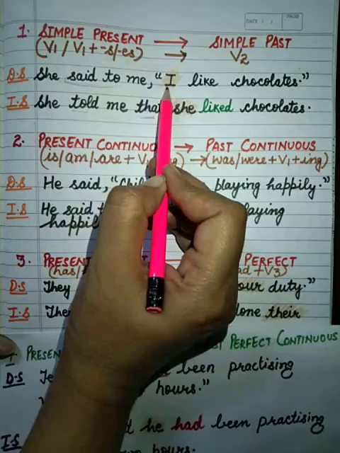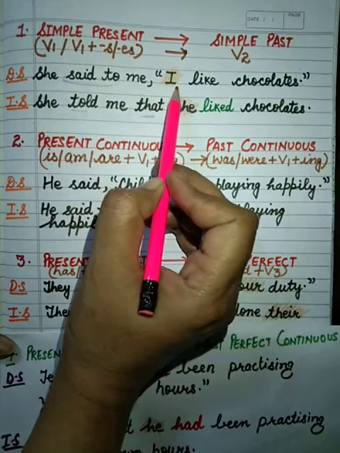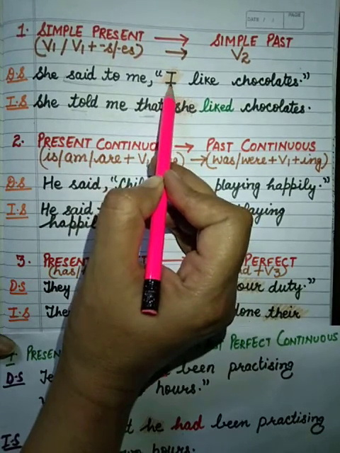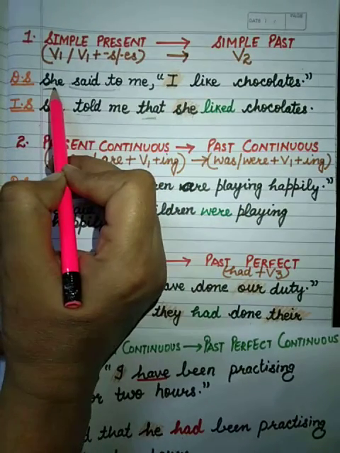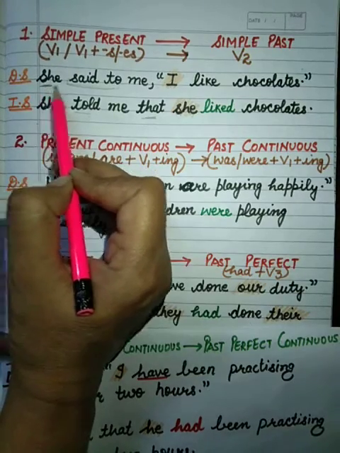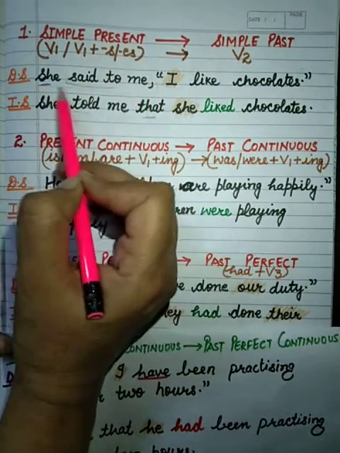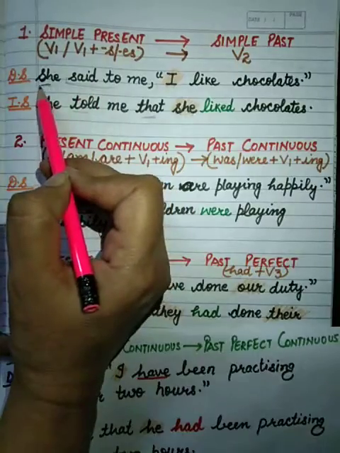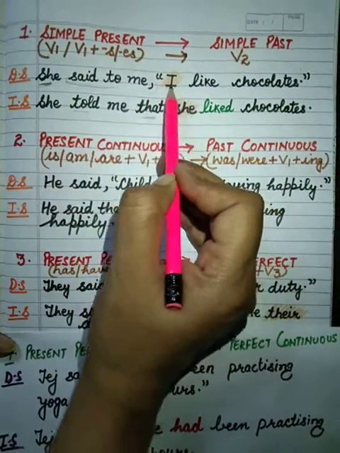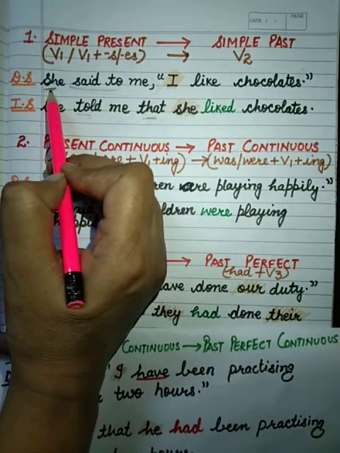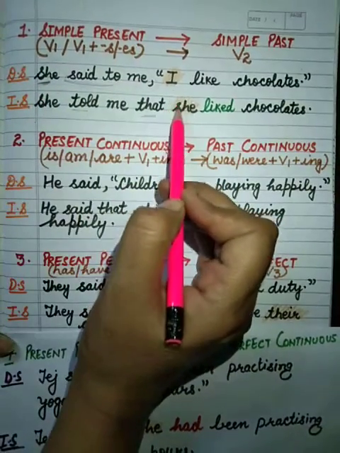Remove these quotation marks and this comma and use that, which is a conjunction. Then I, as I told you, first person pronouns change according to the subject, and subject in reporting clause is she. This is reporting clause. She said to me is reporting clause. So which is the subject here? She is the subject here, and I will change according to she. So it will become she.